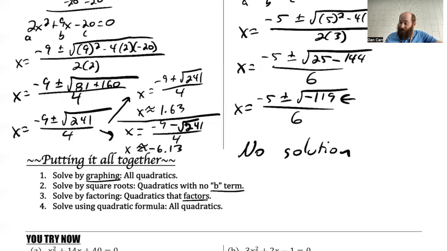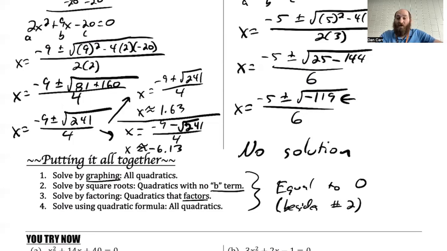And again, the key about pretty much all of these, except for number 2, is that they must equal 0. Number 2 might not equal 0, it might equal something different. But everything else, 1, 3, and 4, has to be equal to 0 to make it work.